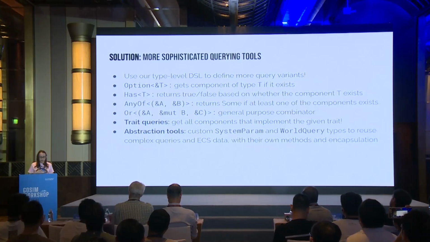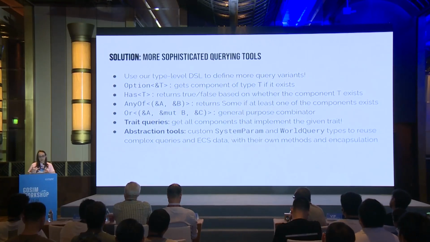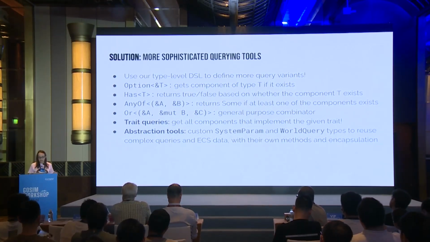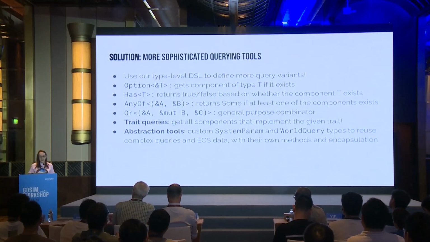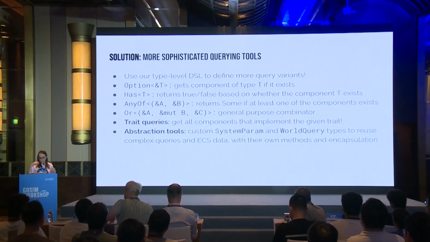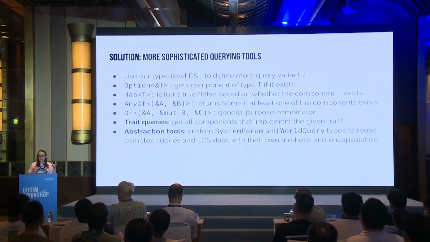And there's all sorts of really cool things you can do with this. You can say, give me an Option of Ref T, which is to say, if this component exists, return its value on this entity. Otherwise, give me None. We can have Has T, which works the same way, except it just returns true or false, and we can branch on that. We can have things like AnyOf. We can have Or combinators. And then we have even more exotic things like trait queries, where you get all the components of an object that implement the specific trait, and it returns them as a trait object in your iterator.